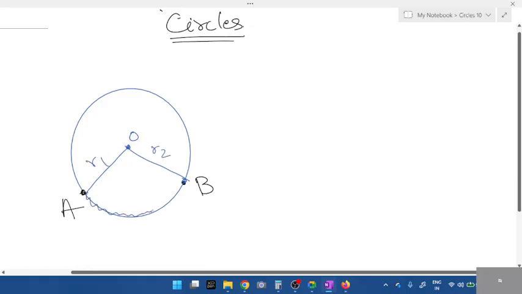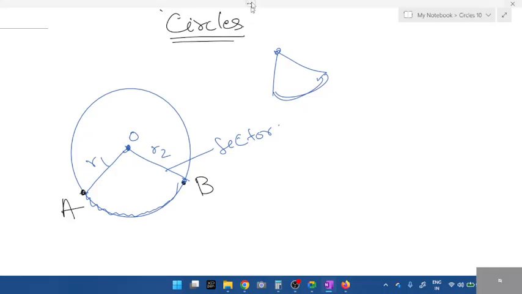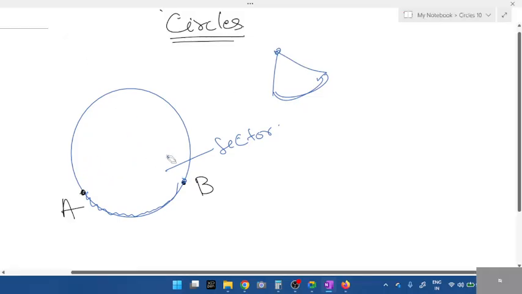What do you call this entire thing? We call it AOB, a slice of pizza, sector. So whichever lines touch the center, we call it sector. In segment, there are two types. I forgot to explain that. What is segment, students? What is segment?